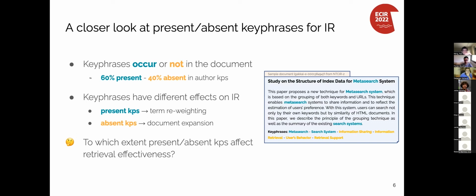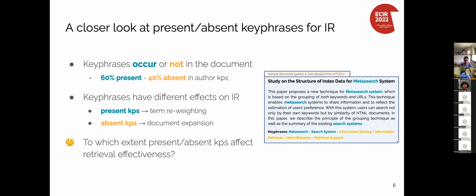Let's now take a closer look at the usefulness of present and absent key phrases for information retrieval. Key phrases may appear or not in the document, and the distribution of present and absent key phrases in manually annotated key phrases is approximately 60 to 40%. Here is an example of a document from the NTCIR-2 test collection, and we see that some key phrases occur in the document, such as meta search and search systems, and others don't, such as information sharing.